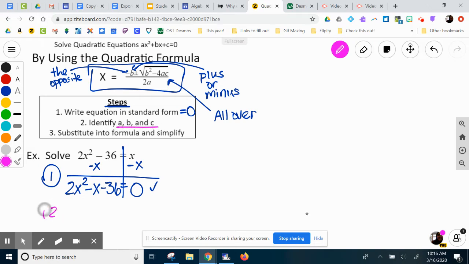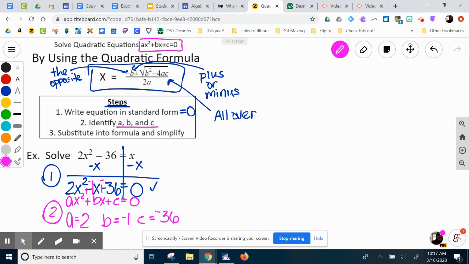Okay, step 2 is to identify a, b, and c. So step 2, I've got to say what a, b, and c are. So remember, it's ax squared plus bx plus c equals 0. If you ever forgot that, it's right here at the top of our notes as well. Okay, so a is 2 this time. B is in front of x, so there's an invisible 1. And if I prepare that, I see it's a negative 1. And c, again, I've got to prepare it real fast. It's negative 36. Okay, so that was step 2. Check. And we did step 1 as well.